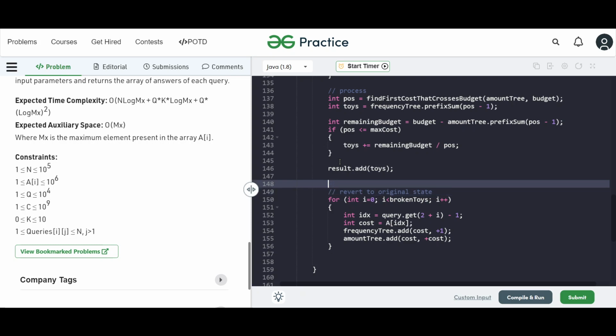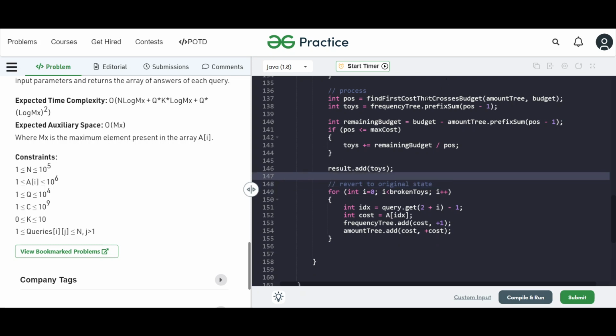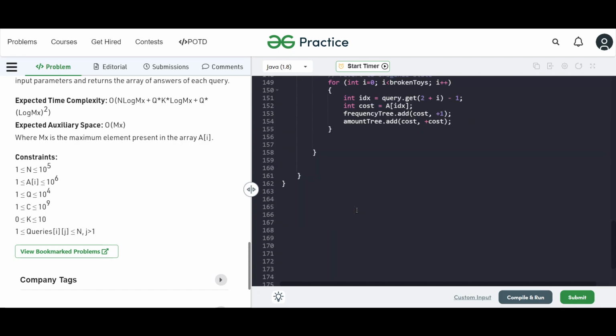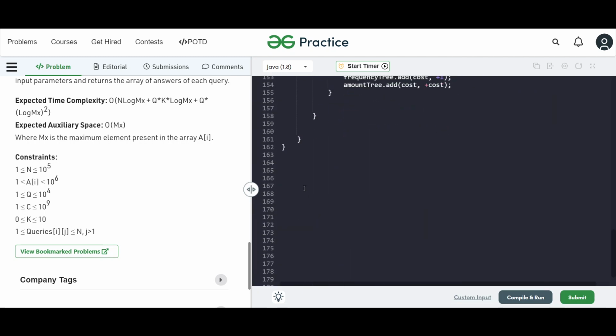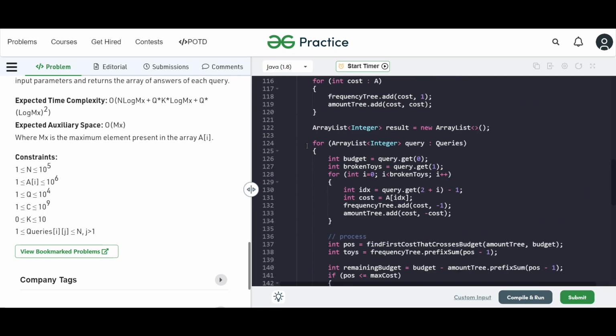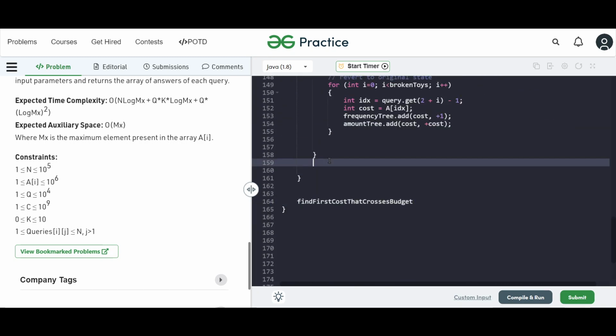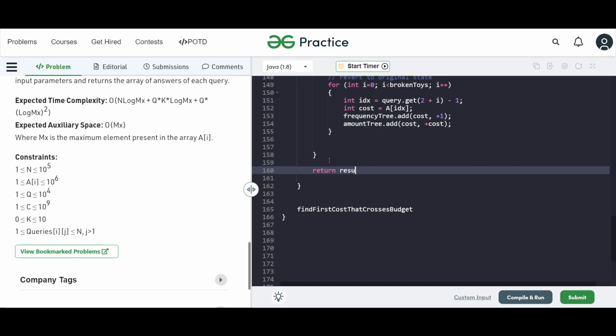All right, now we have to implement this guy though still, right? The binary search to do this. So let's do that as well. So you can do that here. Before that, we have to return. So this will return the result. And we're trying to find first cost that crosses budget. So int, and we have a Fenwick tree for the amount, and we have the budget.